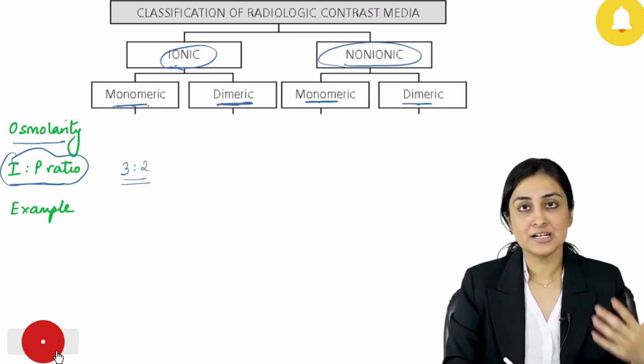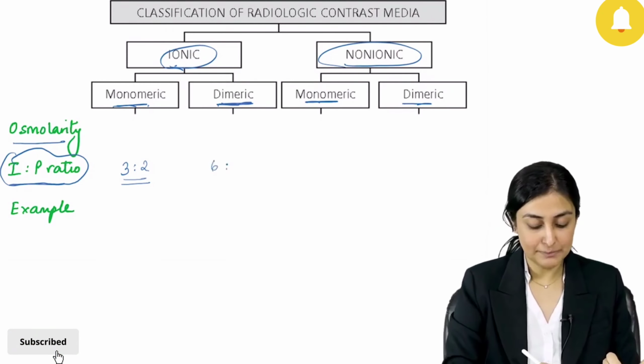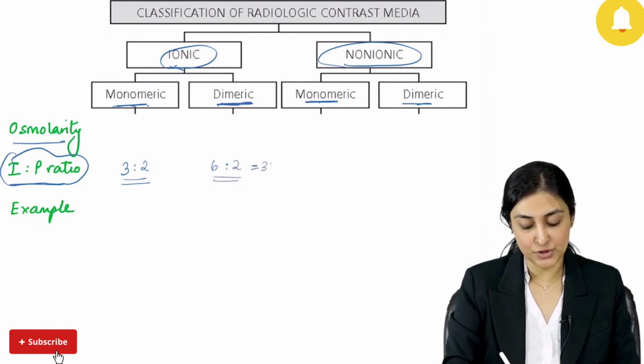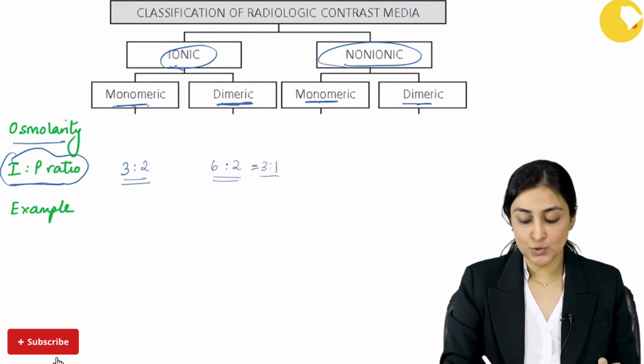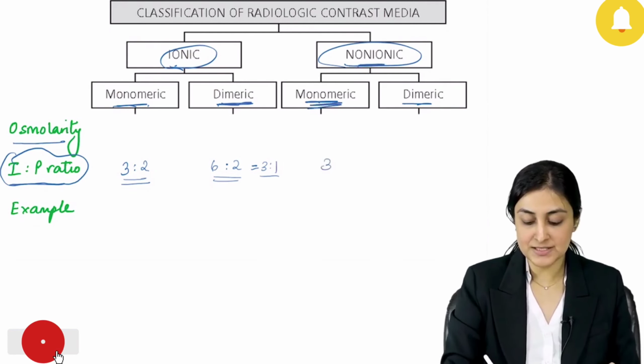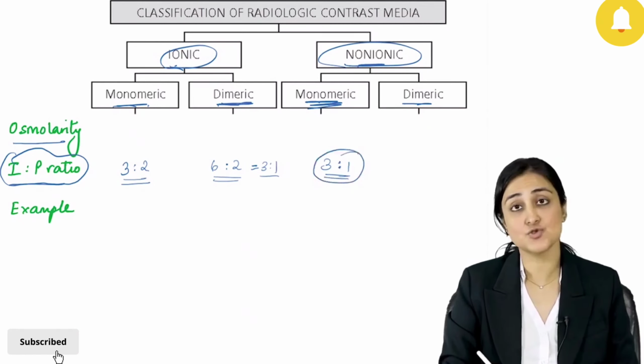When I talk about ionic dimer, a dimer, how many iodines? 6. How many particles in an ionic agent? 2. So, it is 6:2 or 3:1. When I go on to non-ionic monomer, being a monomer, 3 iodines, non-ionic, so only 1 particle. So, the ratio becomes 3:1.